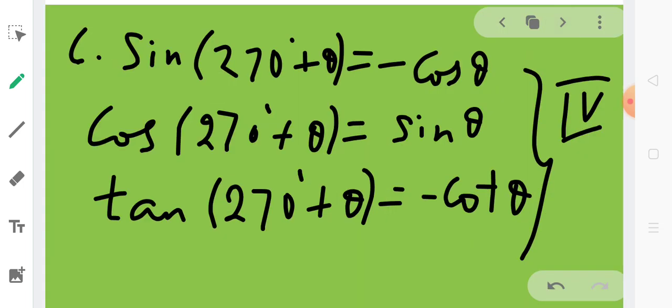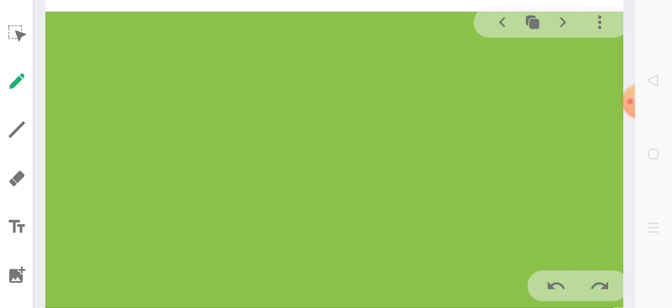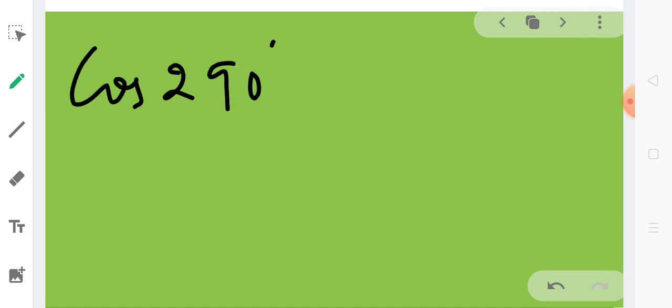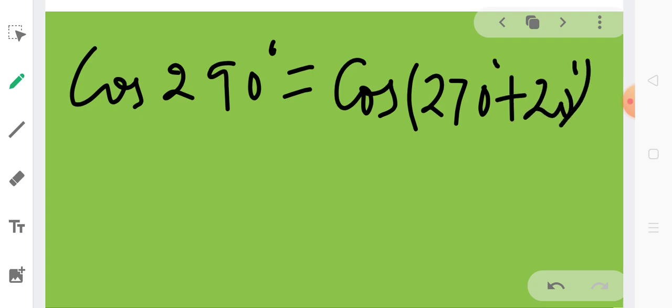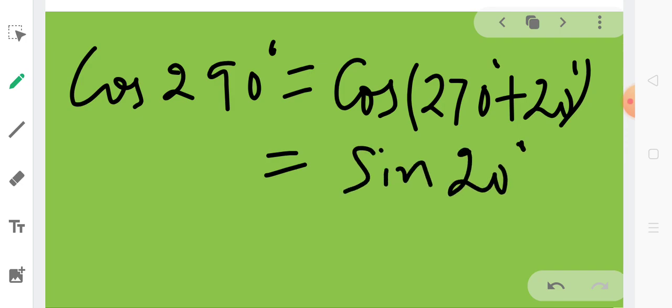So now, 270 plus theta, this angle lies in the fourth quadrant, so only cos theta is positive. Like for example, cos of 290 degree should be equal to cos of 270 degree plus 20 degree. So that should be equal to sine of 20 degree.